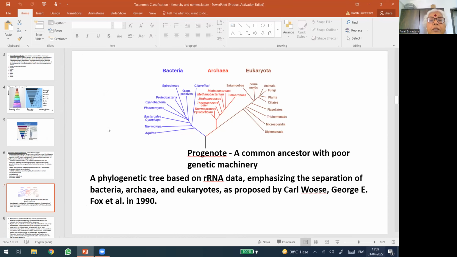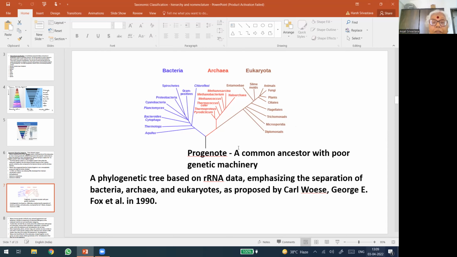So this is the three domain system proposed by Carl Woese and colleagues in 1990. The theory was first proposed by Carl Woese in 1970, and later it was completely agreed upon by this group of scientists, including George Fox et al. in 1990. This theory says that there is a common ancestor, the progenote, that has a very poorly developed genetic machinery. This study was based on ribosomal RNA sequencing.